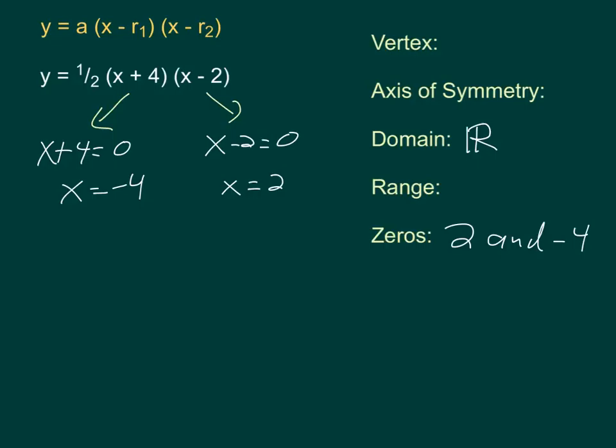We don't need to worry about the quadratic formula because this is something that really was already factored for us. After that, I'm going to be able to find the axis of symmetry, because the axis of symmetry is always going to be right in between that 2 and the negative 4. So I'm going to find the average of those two things. So I have 2 plus negative 4 over 2, which is, let's see here, 2 plus negative 4 is negative 2, over 2 is negative 1.